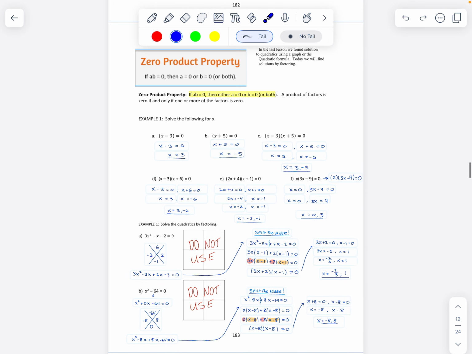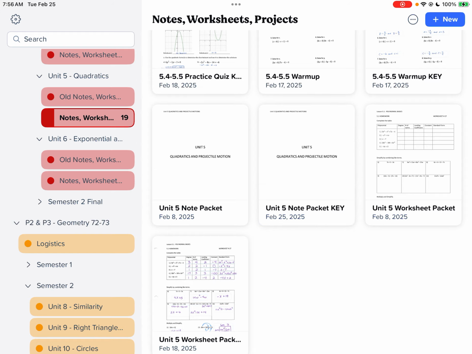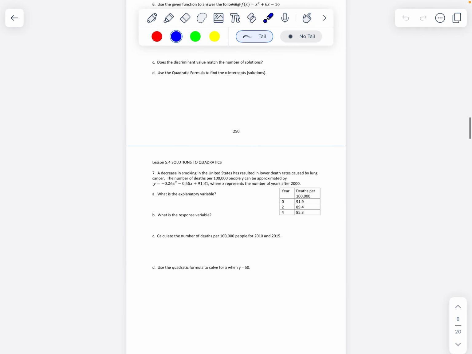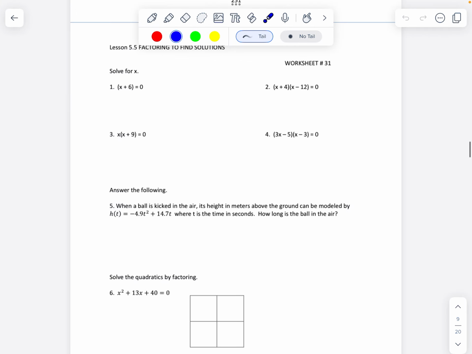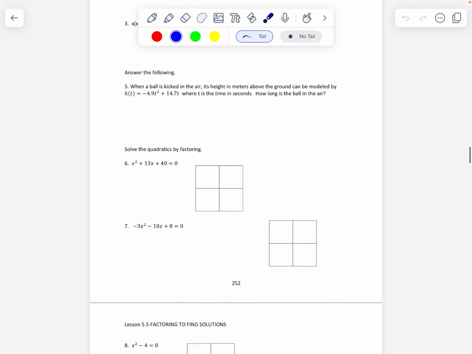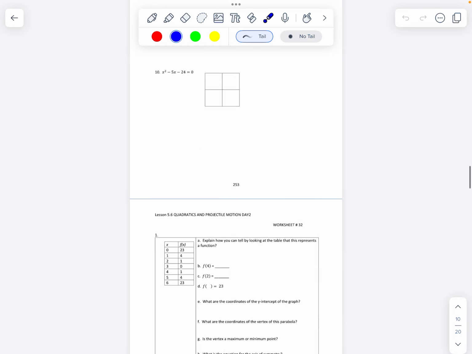So those are the 5.5 notes. What I would like you to do now is go into the worksheet packet and go ahead and get started on the 5.5 worksheet. I would like this to be done by next class. So all the way until page 253.